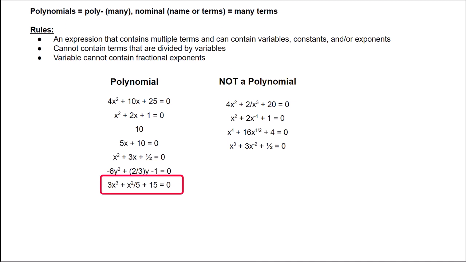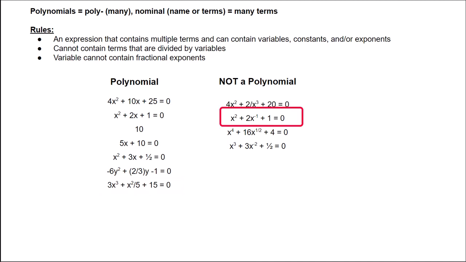And then lastly we have 3x cubed plus x squared divided by 5 plus 15. This is also a polynomial, because even though we're dividing the second term by 5, we're not dividing by a variable. To help clear this up, let's take a look at the other examples that are not polynomials.